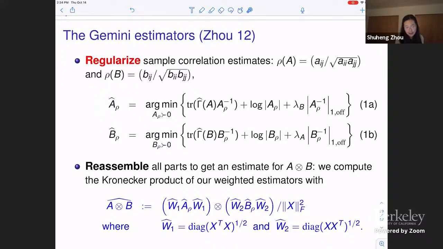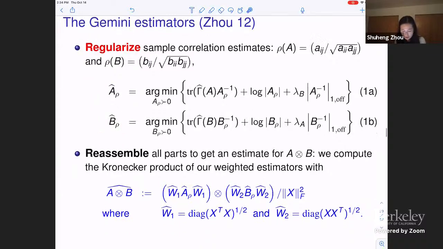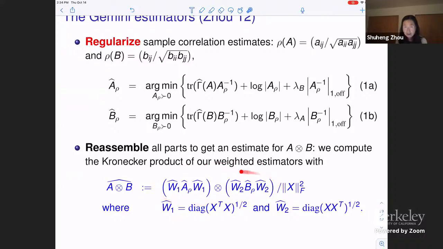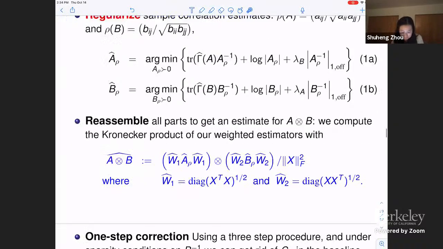So here I just write out the sample. This is the penalized correlation matrix, and this is the penalized correlation matrix for B. And then you multiply a bunch of weights together to construct the final estimator, which you almost never need, because once you have the individual factors and you multiply by the weights, you can estimate a scaled version of A and B, and that's mostly what we need.